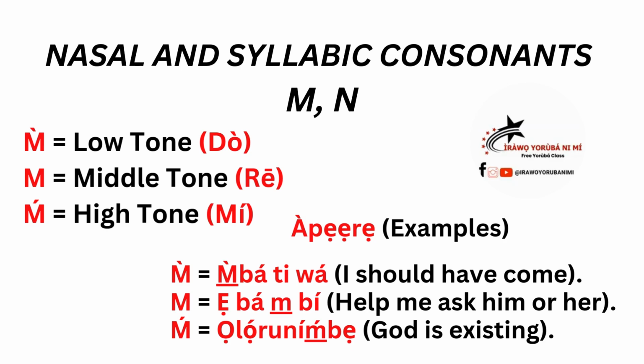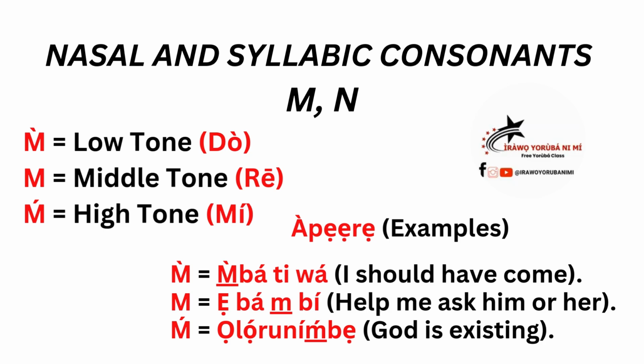So, mi is now written in the low tone as do. If you check out the first mi, you will see that there is a tonal mark on it, which comes from the top left-hand side to the bottom right-hand side. This is pronounced as do, do. That is mi, mi.